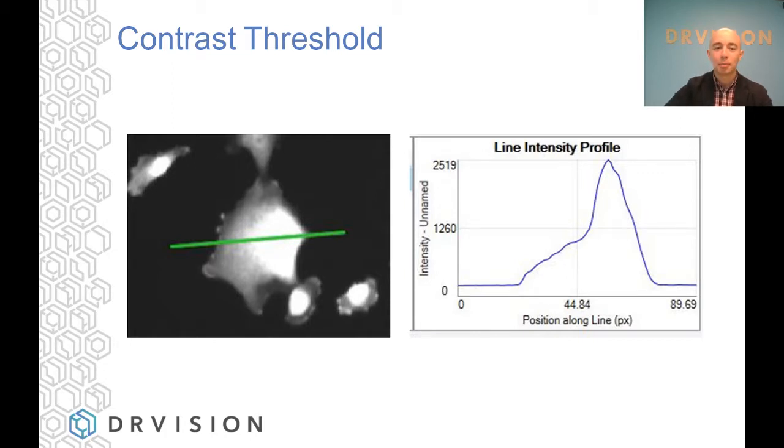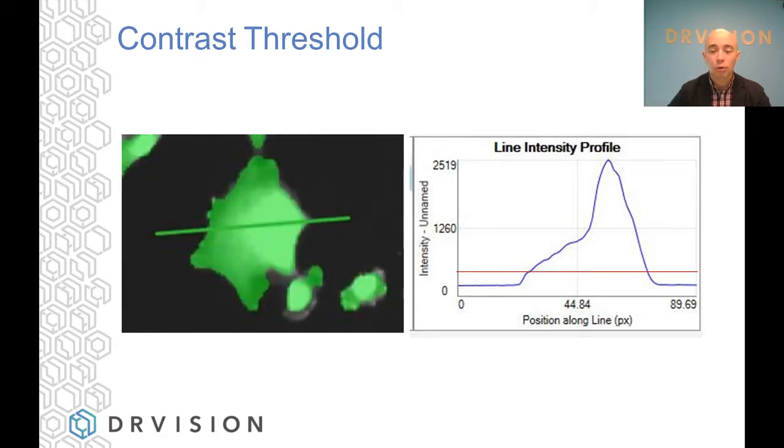Contrast threshold is best illustrated by looking at a line intensity profile like this. So I've started with this image on the left, which has a line drawn across a cell body. On the right, you can see the intensity profile starting at 0 in the black background and going up to over 2500 at the fluorescent peak.